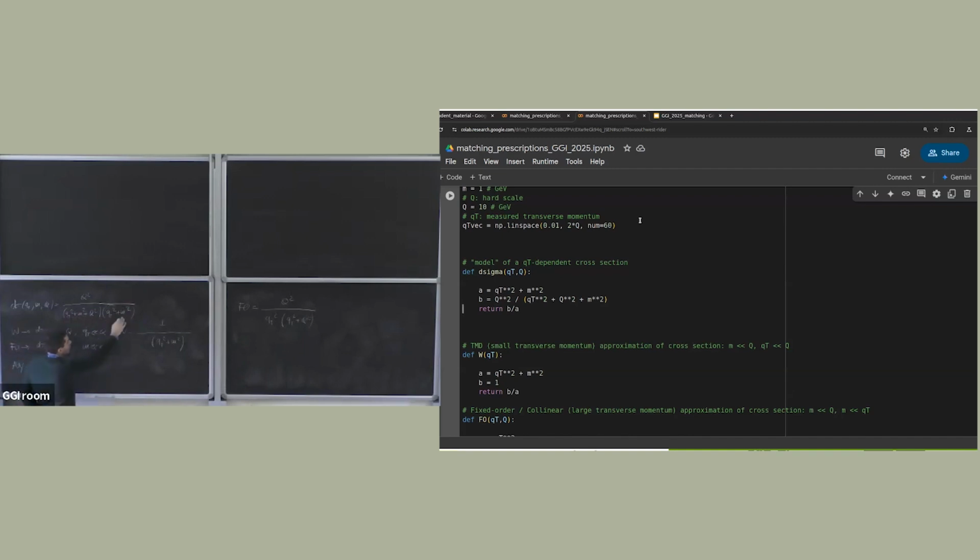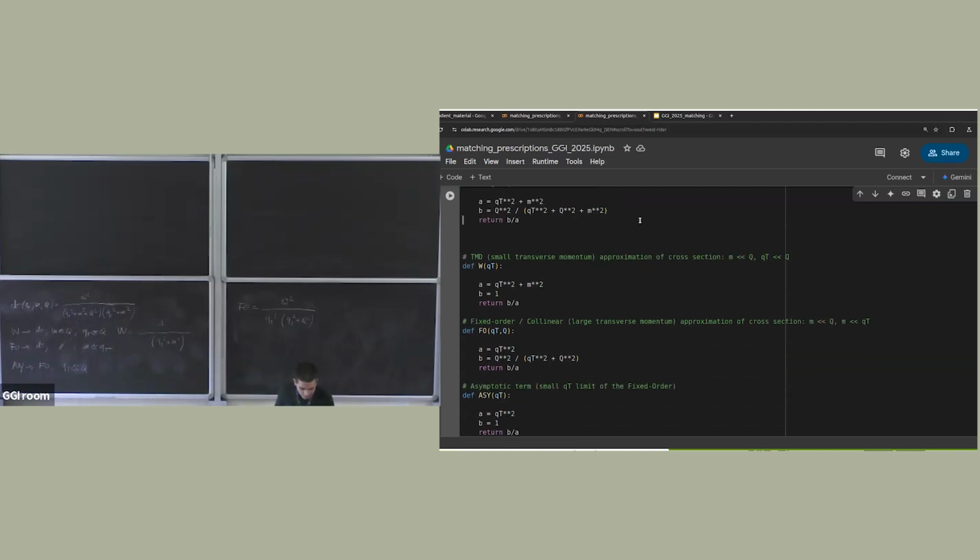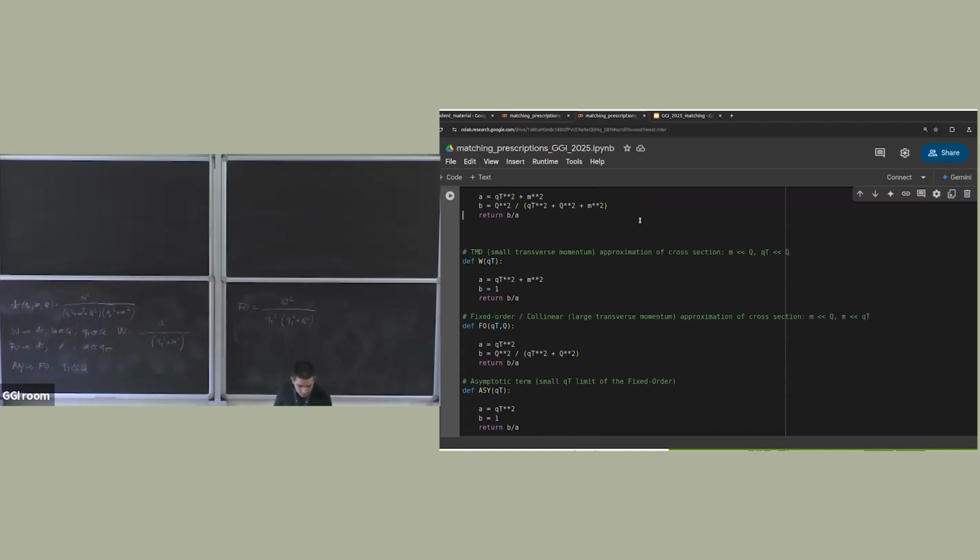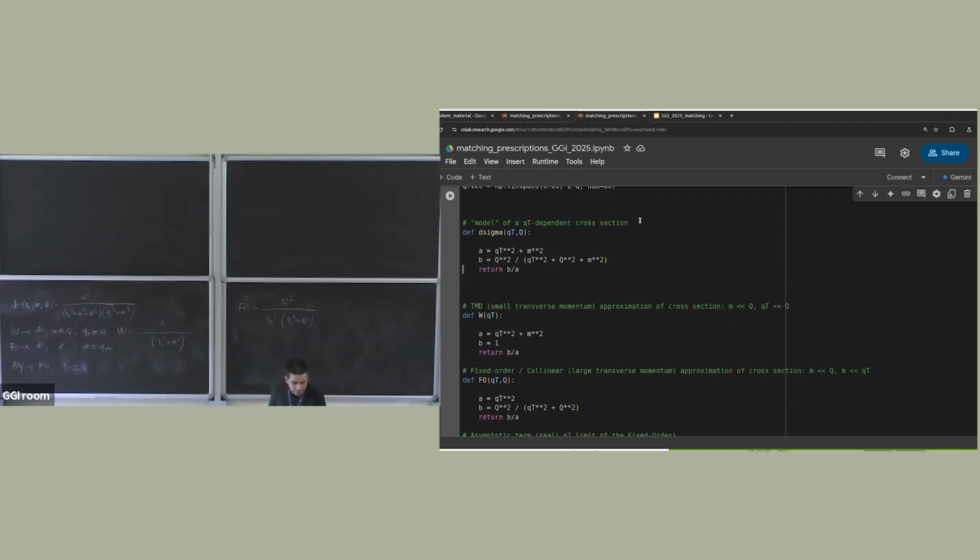So we said, okay, Qt is larger than M, so we can drop M. So we drop M here, but why am I not dropping Q with respect to Qt? Exactly. In principle, they can be of the same order of magnitude. So the fixed order expression is actually this one, as we said. Then what about the asymptotic limit?